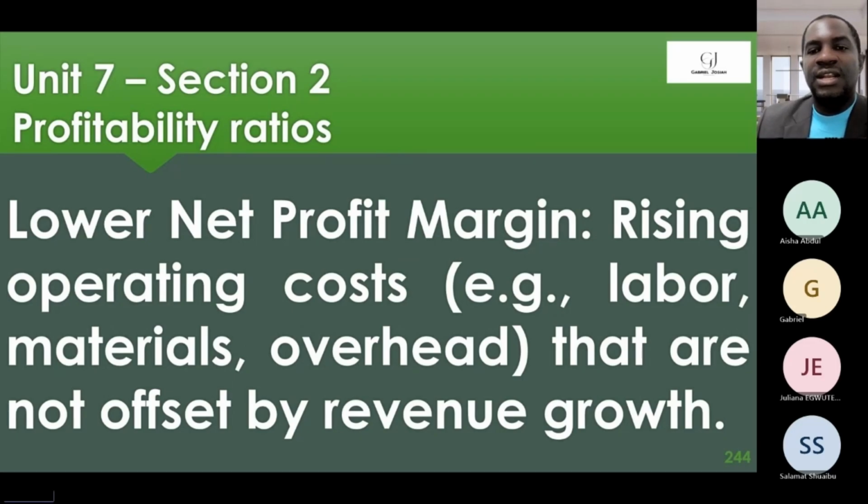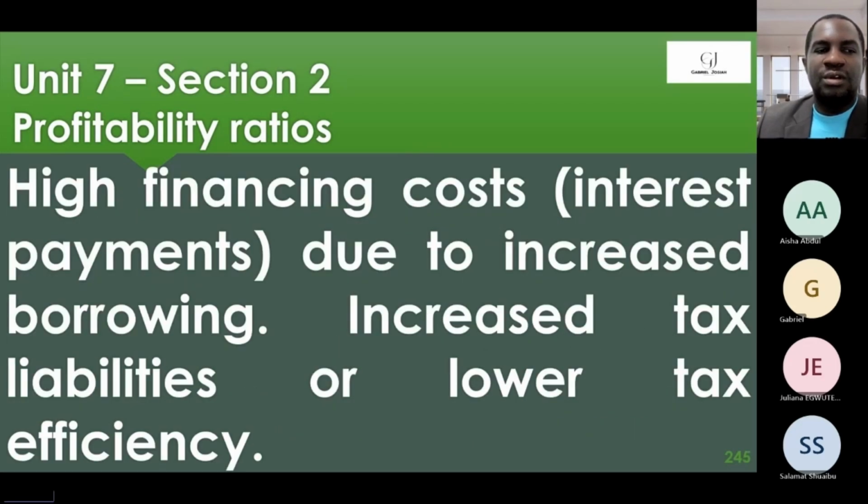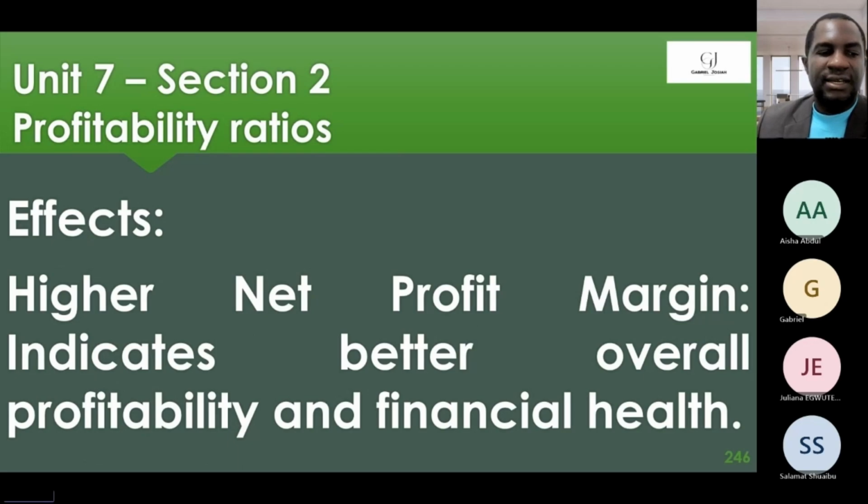So as revenue is growing, the NPM, net profit, should be growing too, in my opinion. Higher financing costs like interest expense due to increased borrowing, that's debt, increased tax liabilities, and lower tax efficiencies. The effect is that where you have a high net profit, a high bottom line, there's always overall profitability and financial health. Now, the shareholders are interested in net profit because if there are preference dividends, they will give preference dividend before they get their own. So dividend and sharing of profit is very essential for ordinary shareholders.